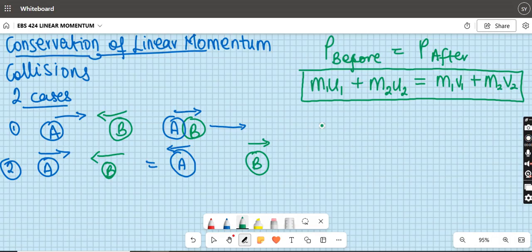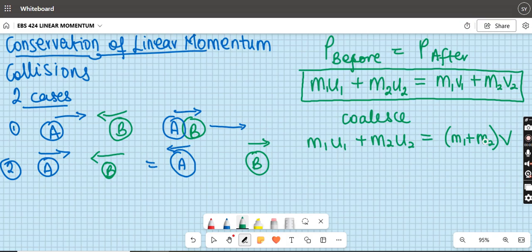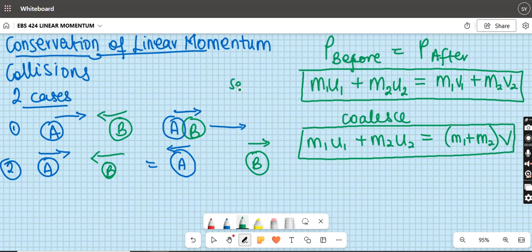But if the two objects move together, there's a word called coalesce, they move together. That's scenario 2. We are going to have m1u1 plus m2u2. At the beginning, they were not moving together, and this will be equal to m1 plus m2 times v. They will now move with one velocity. So these are the two conditions. The first one is for the objects separating after collision. The second condition is when they coalesce.